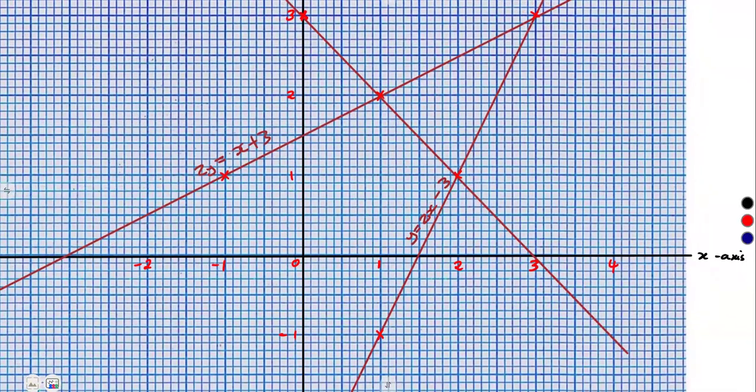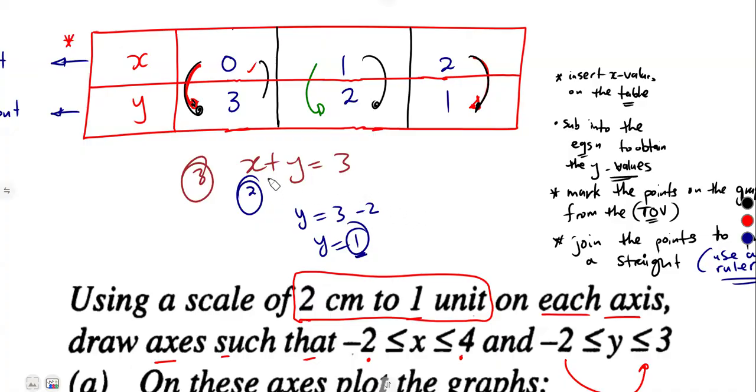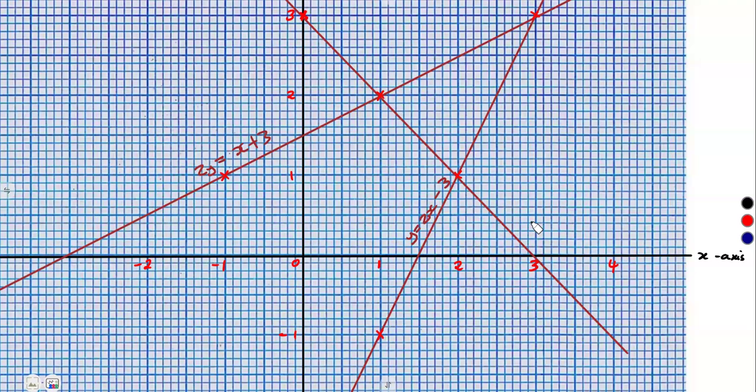And we write down the equation of the line, which in this case we're saying x plus y is equal to 3. So that's it. The equation of the line: x plus y is equal to 3.